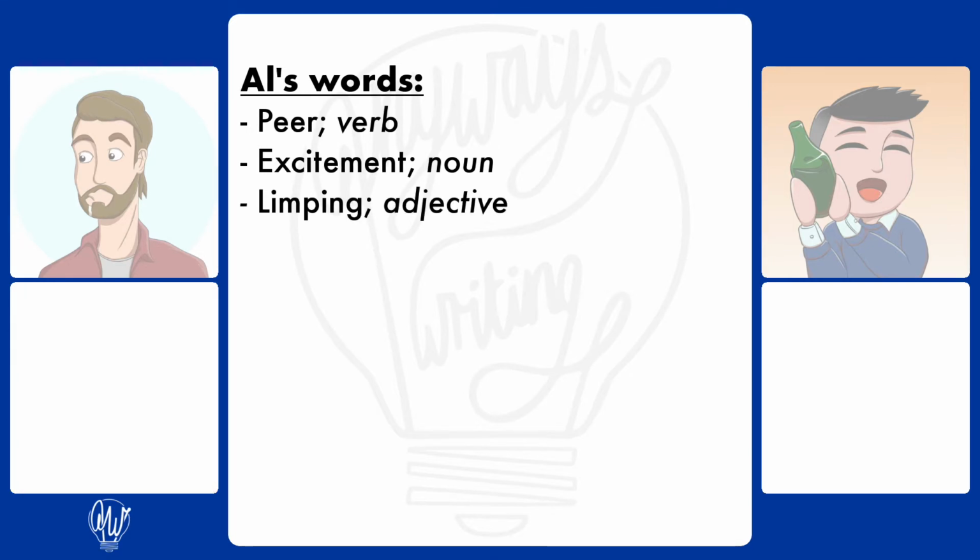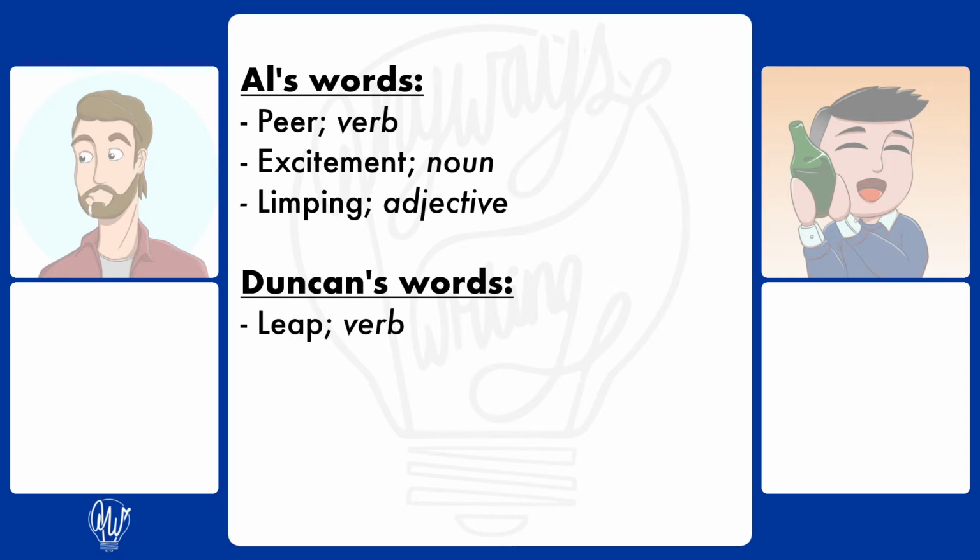So we've got peer, limping, and excitement. My verb, adjective, and noun are leap, which works off of limping. So yeah, we've already got something that works together there. My adjective is demonic, and my noun is singer. Singer. Okay.